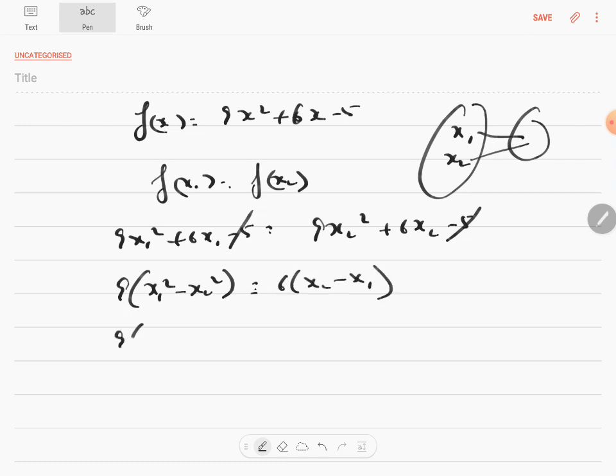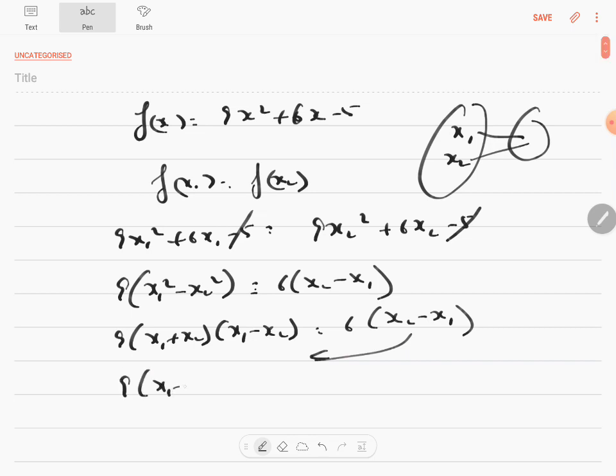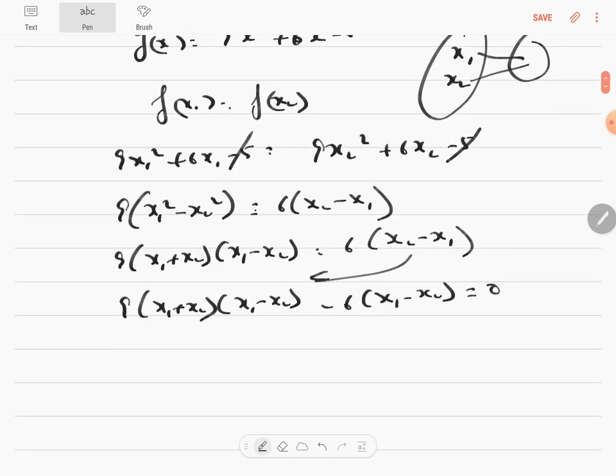So then this is 9(x1 + x2)(x1 - x2) = 6(x2 - x1). I'm going to take it to that side: 9(x1 + x2)(x1 - x2) - 6(x1 - x2) = 0. When I take it to that side, it becomes negative, switching it. x1 - x2 can be taken out common: (x1 - x2)(9(x1 + x2) - 6) = 0.